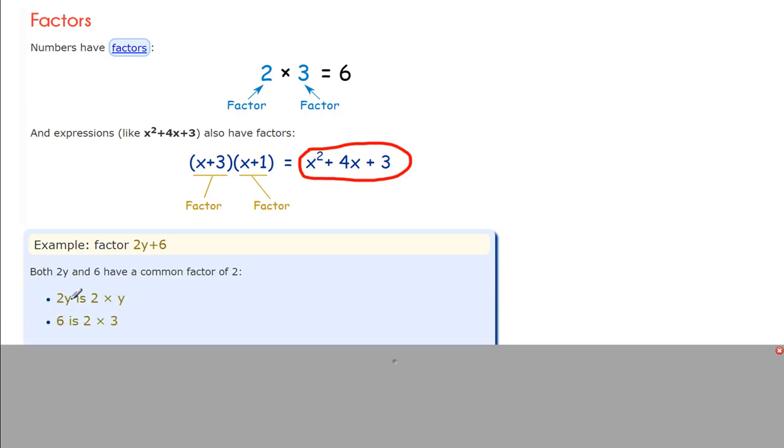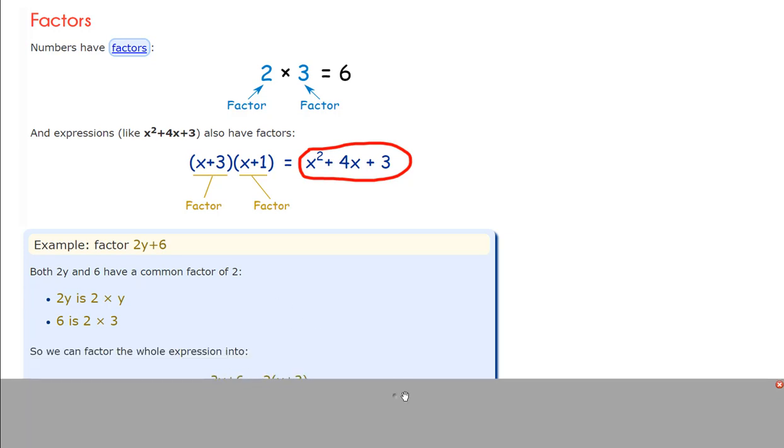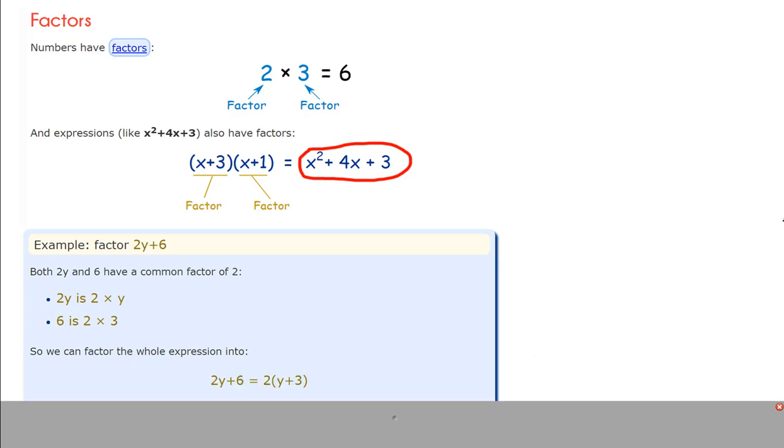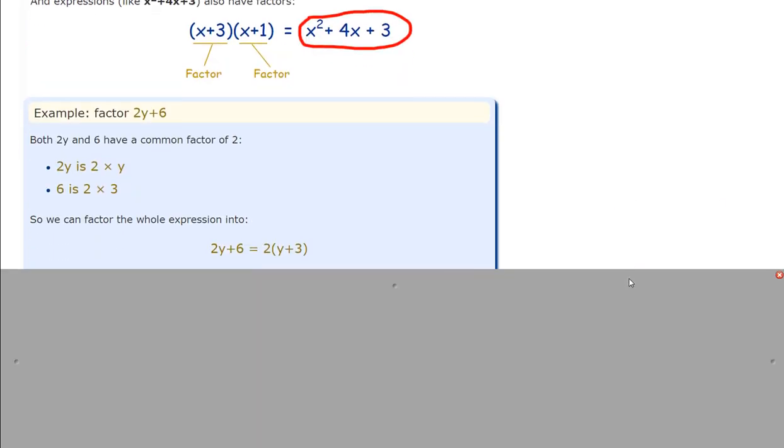And we could kind of write it like this, right? 2y is 2 times y, and 6 is 2 times 3. So they both can be broken down to have a 2 in them. They're both divisible by 2. Okay, cool. So since they're divisible by 2, that means I can kind of change my expression. I could rewrite my expression like you see here. I could write 2y plus 6 as 2 times y plus 3.